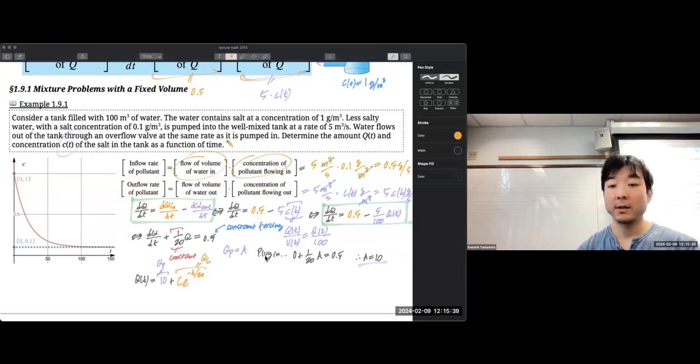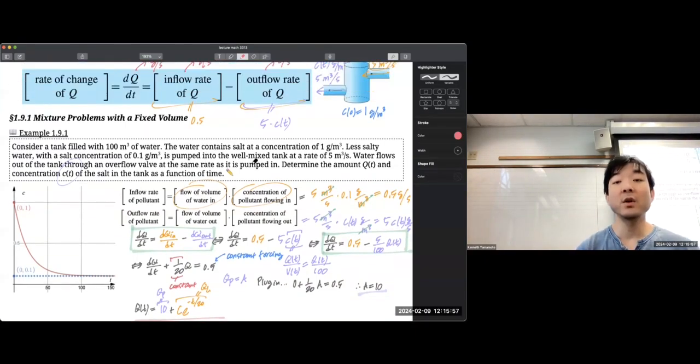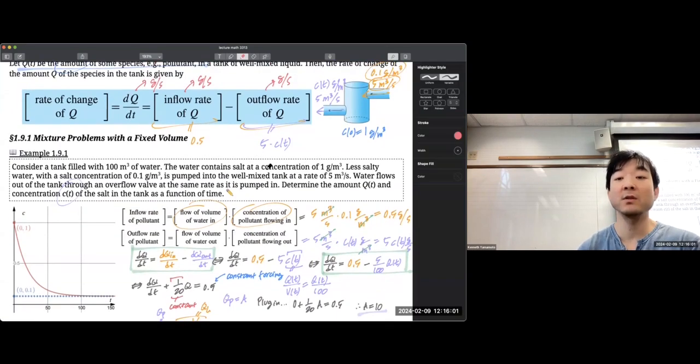And that's your general solution. But you want to find what your solution would be. You want to plug in the initial condition. So you'll plug in the initial condition on Q, right? So this capital Q. So what is the initial amount of salt in the tank? They actually don't give it to you directly.